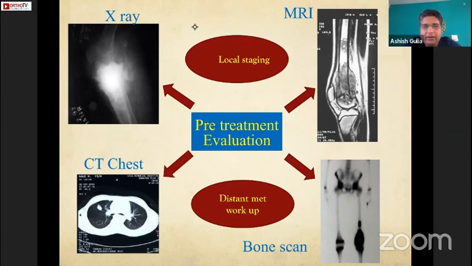So you do standard radiographs, as we discussed earlier, that these should scan the full bone in 2 perpendicular planes, including the joints. The same is the principle for the investigation of choice for local staging, that is MRI, which has a lot of advantages. For looking at disease in the distant spread in the body, lungs are the most common site, so we do a non-contrast enhanced CT scan, and a bone scan for looking at skeletal metastasis.